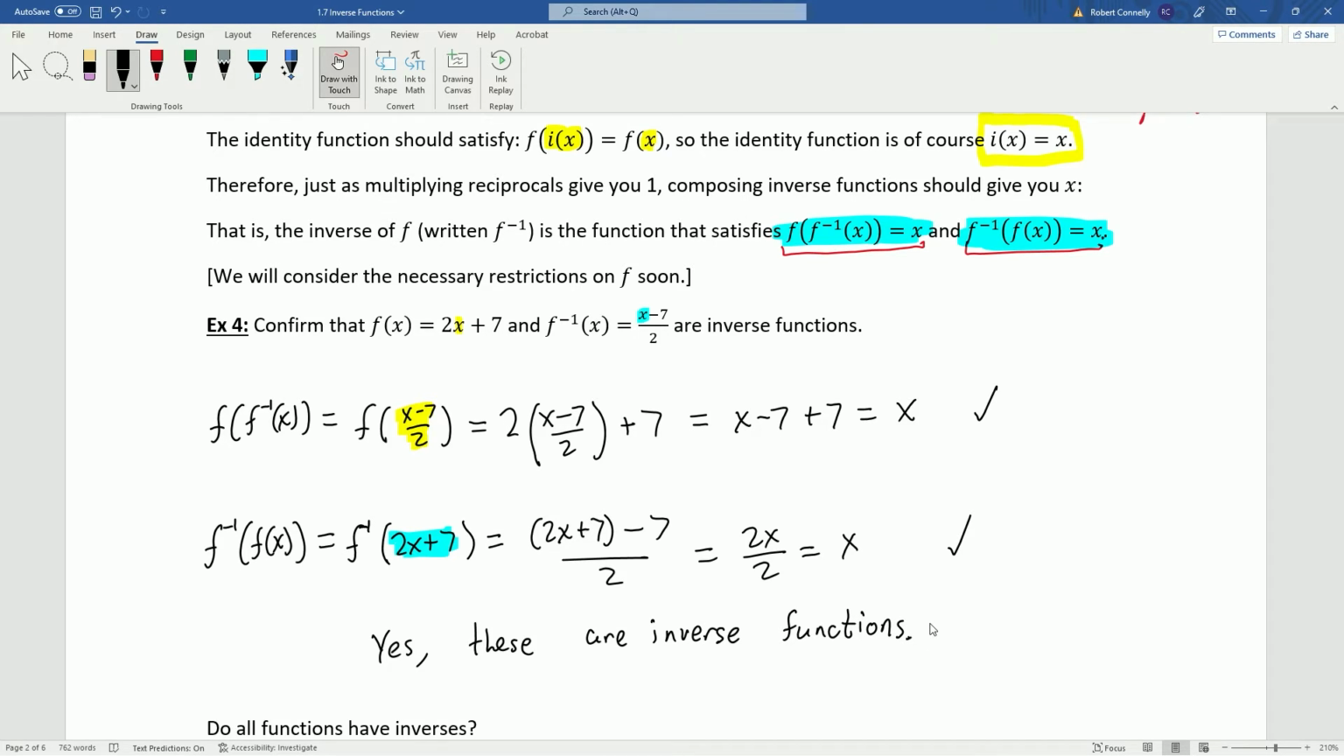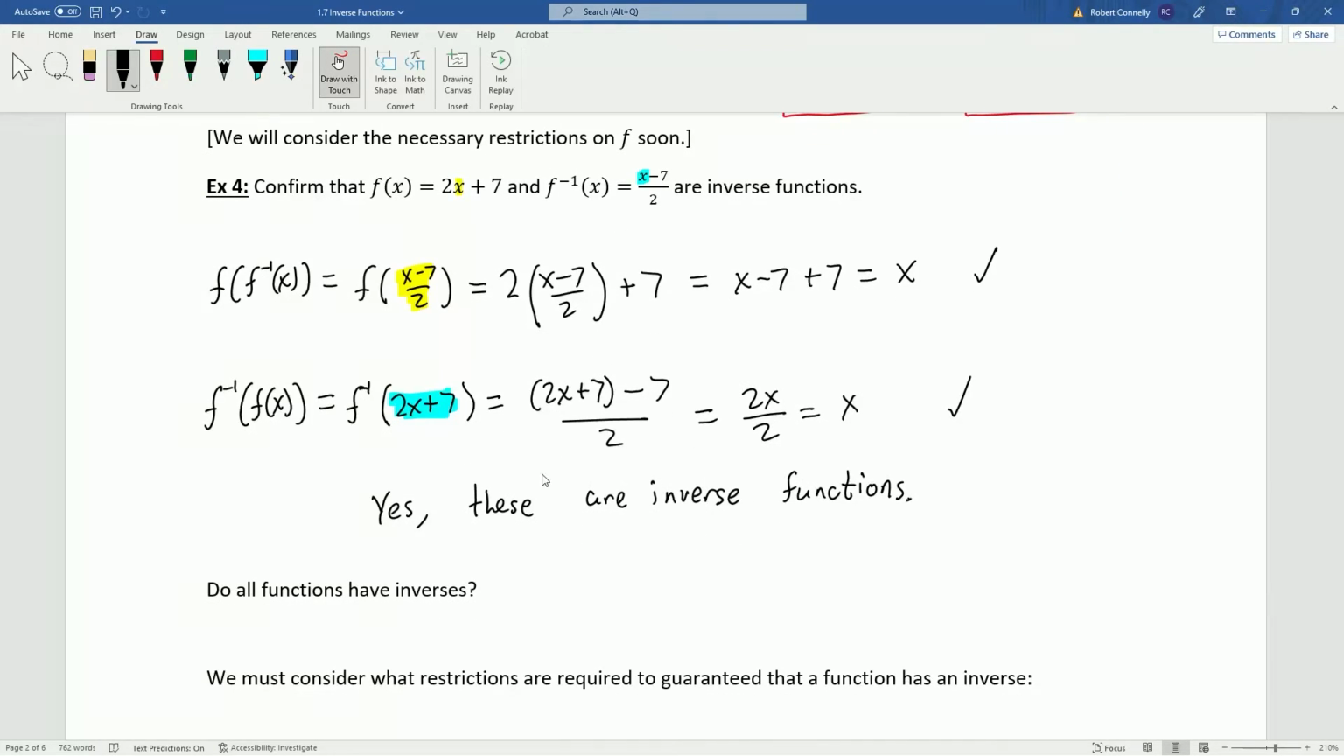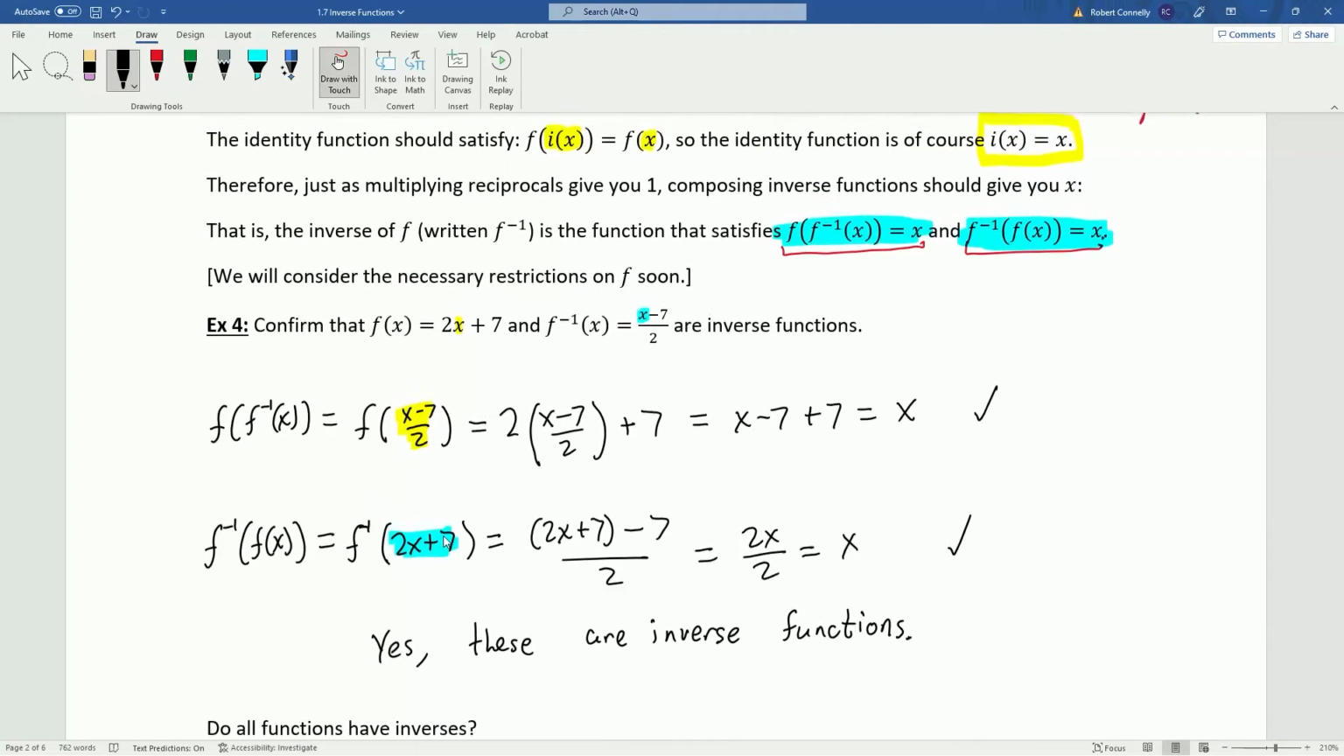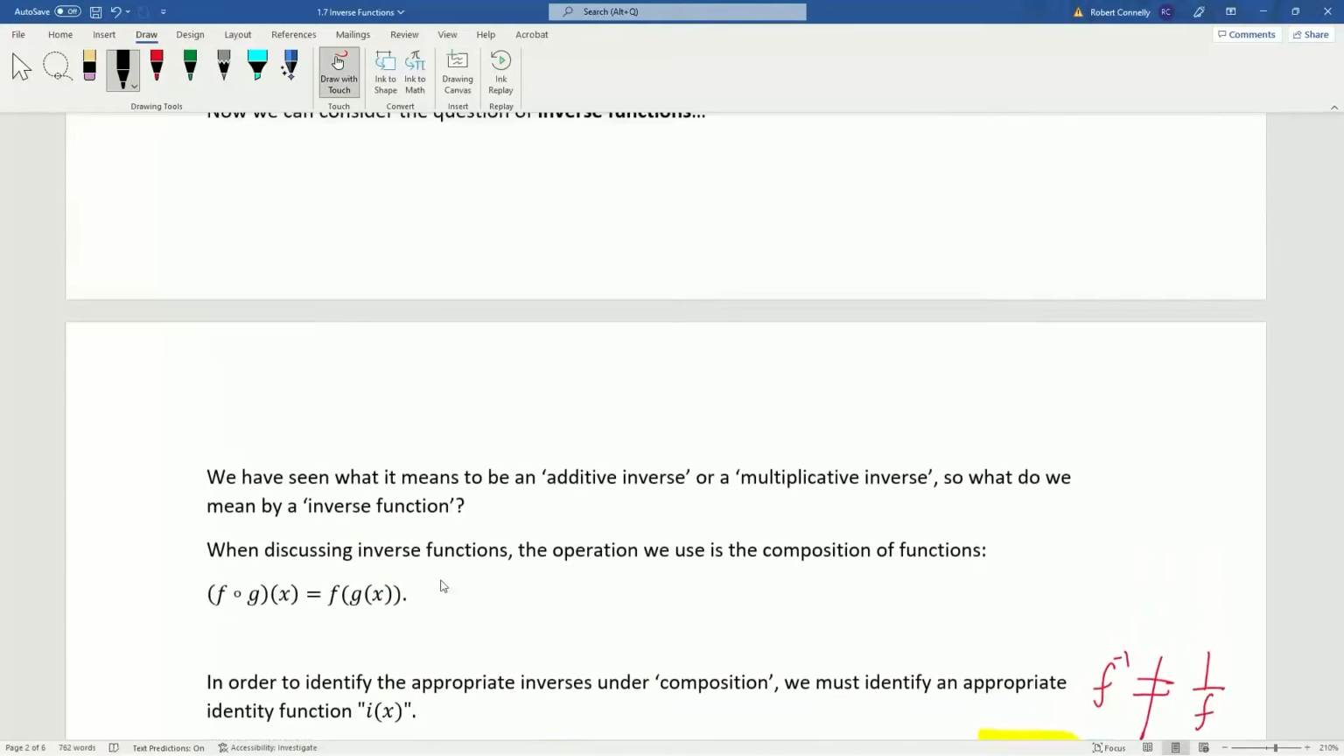Okay, so hopefully the picture here is becoming a little bit more clear about what an inverse function is. So now we should ask ourselves a big question. Do all functions have inverses? Well, let's have a little hint here.